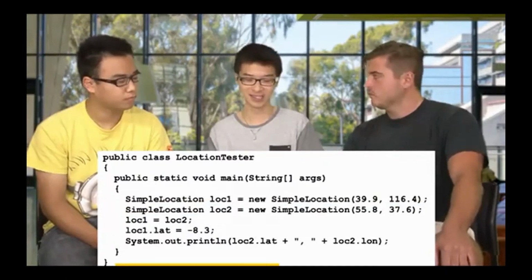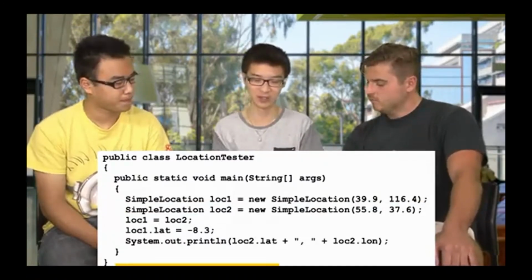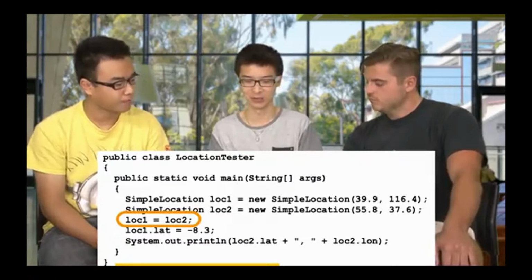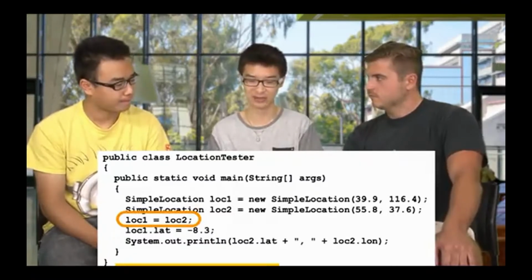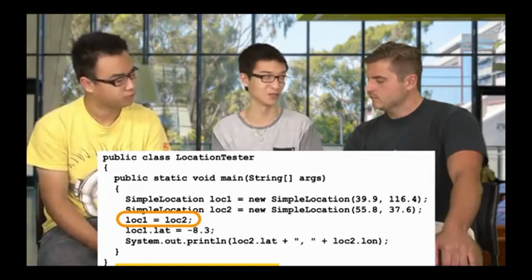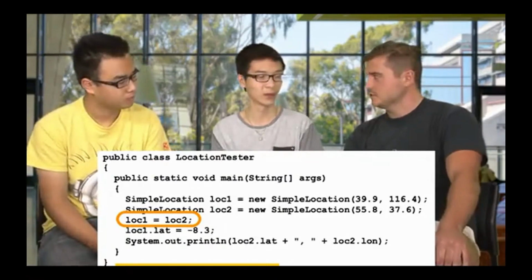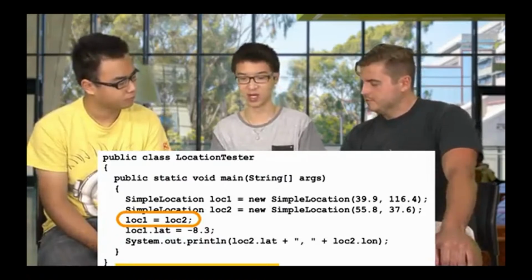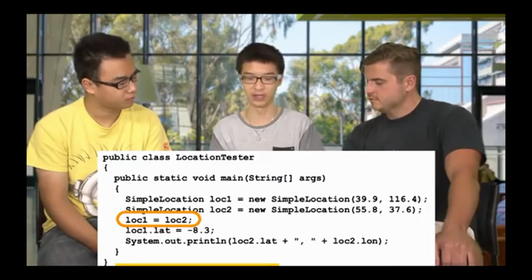Mm-hmm. What I got stuck at was when location 1 equals location 2. So what I was thinking was that the values inside location 2 are actually going to copy over into location 1. Oh, like a whole new object? Well, not exactly a whole new object, but just the values of the latitude and longitude into location 1.